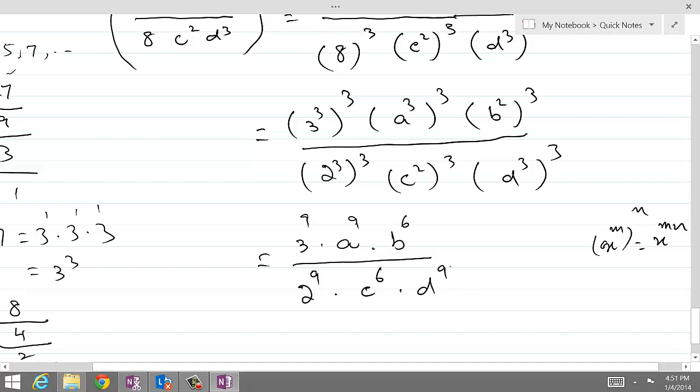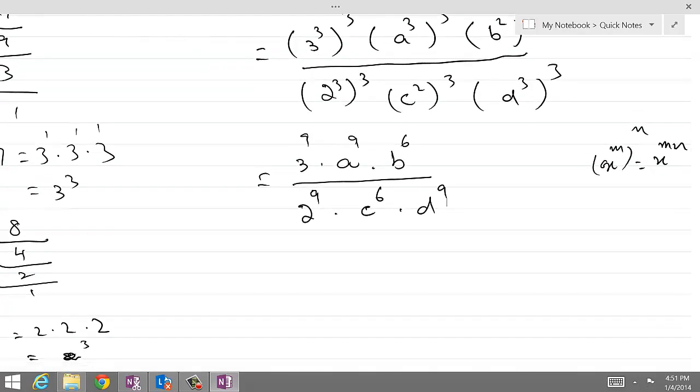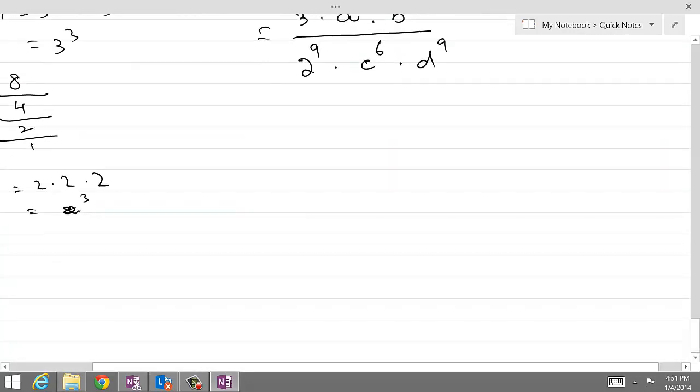Now in the denominator we should see if there are the same bases for different numbers. No. In the numerator the bases are 3, then a, then b, and in the denominator it's 2, and then c and d. None of the bases are the same, so this is the simplest it can get. Therefore we leave it here, and now we move forward and do another couple of questions.